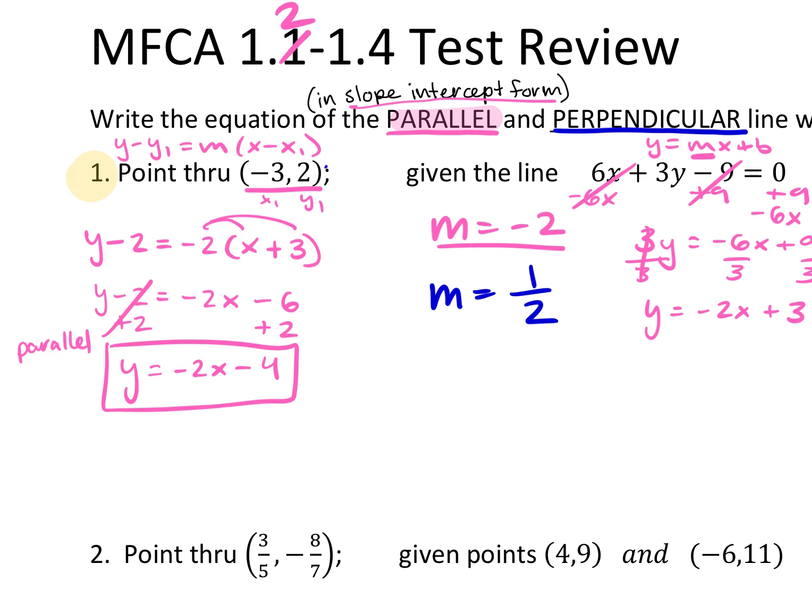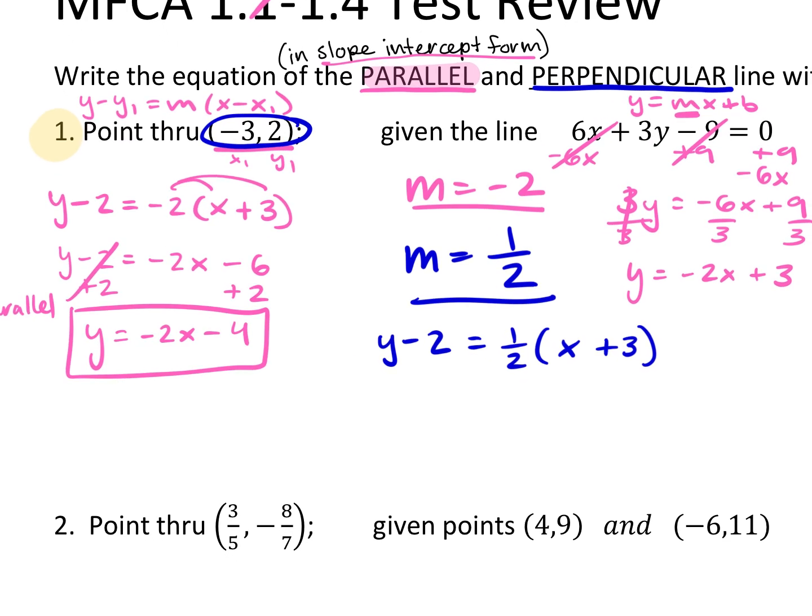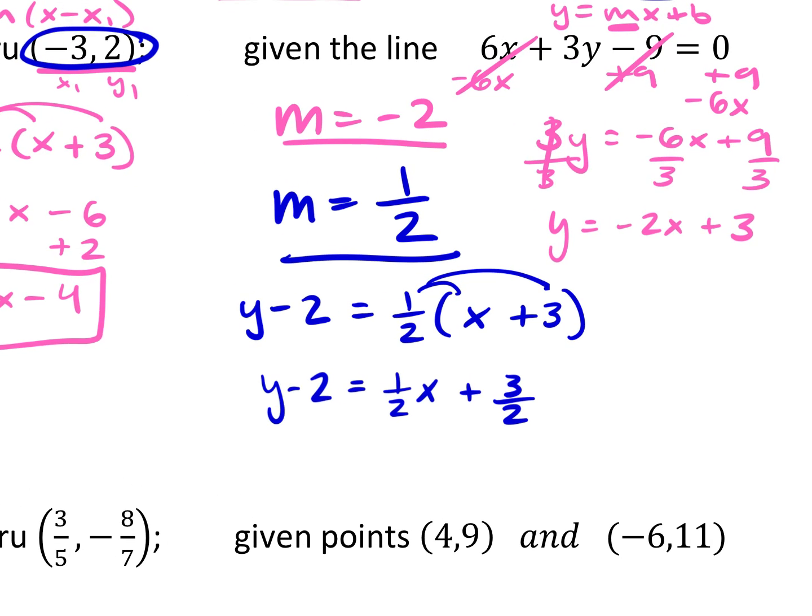Now we're going to do the same thing. Given our point and the slope, we're going to put it into point slope form. So y minus y1 is equal to m, so 1/2, times x minus x1, which would be x plus 3. We still have to put this in slope-intercept form. How would we put it into slope-intercept form? Distribute. So y minus 2 is equal to 1/2 x plus 3/2. Then what would we do next? Add 2. Move it to the other side.